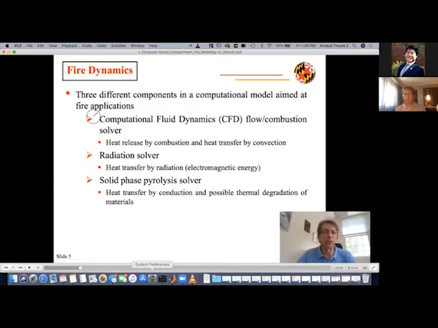The first component is the one that people will typically have in mind. It's a computational fluid dynamics component. It's a solver that is designed to describe the flow and combustion phenomena occurring in the gas phase. So this will provide a description of the heat release by combustion and heat transfer by convection. But in addition to this, as I pointed out, radiation is important. And radiation requires a special solver that describes heat transfer by electromagnetic waves. Radiation energy is different than classical thermal energy, and the transport of heat by radiation requires a description of electromagnetic waves.